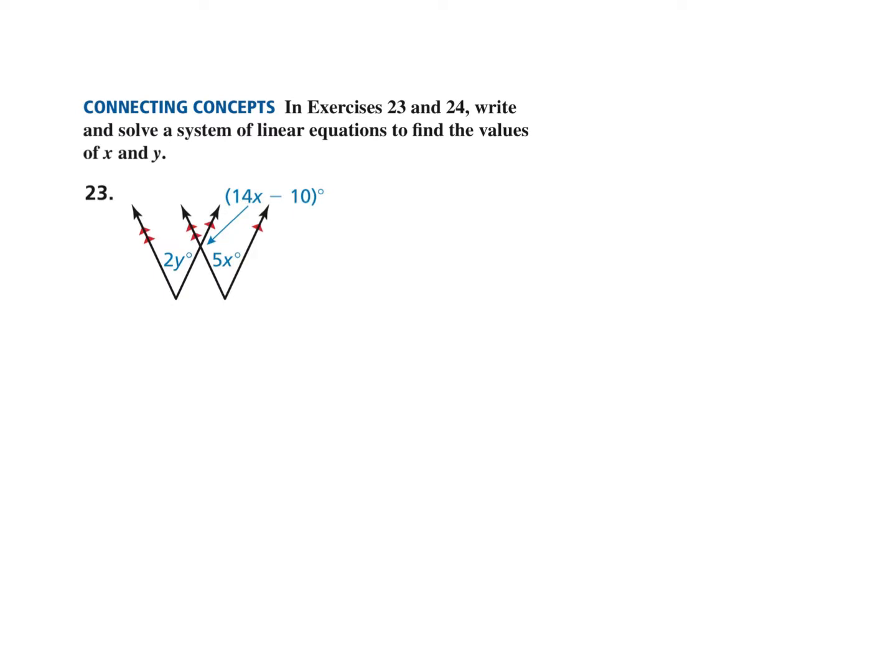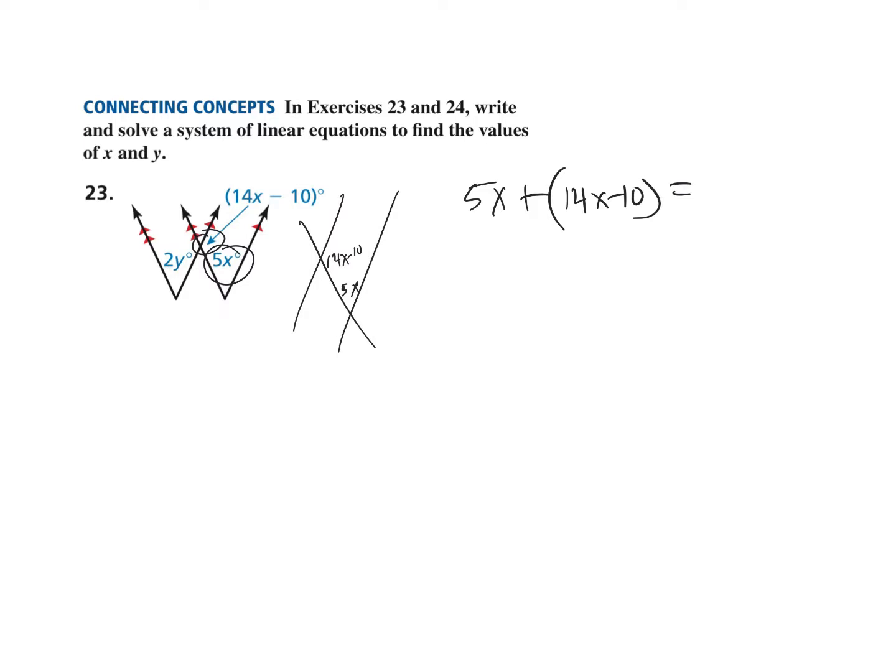23. Write and solve a system of linear equations to find the values of x and y. Okay, so let's start with these two angles right here. So here's your two lines, and 5x and 14x minus 10. Those are interior, and they are consecutive. So 5x plus 14x minus 10, those are supplementary. Consecutive interior angles are supplementary. So 5x and 14x is 19x. And we add 10, you get 190, divide off the 19, and x is 10.